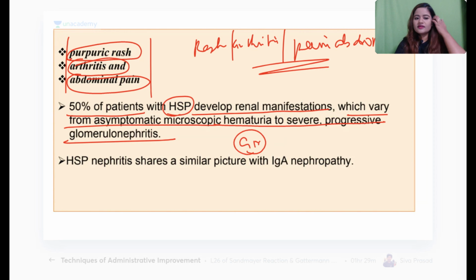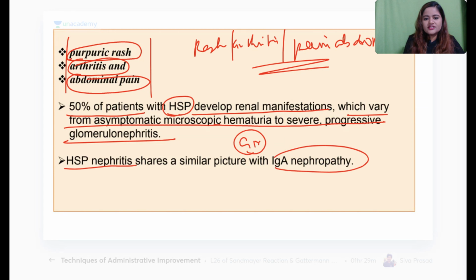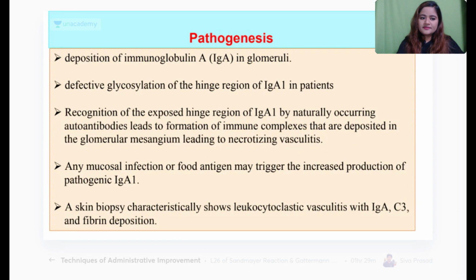It can present simply with asymptomatic hematuria. That means there is a nephritic picture. But if not, it can also progress to severe forms of progressive glomerulonephritis. So HSP nephritis shares a similar picture with IgA nephropathy. Okay? So IgA nephropathy we will study in the next class, most likely tomorrow. That time we'll discuss how IgA nephropathy functions and how there is gross hematuria. So if HSP also presents in the same fashion, then it is very difficult to differentiate the two, because both are going to present with hematuria. Both of them will have features of renal failure. There can also be associated systemic complaints.